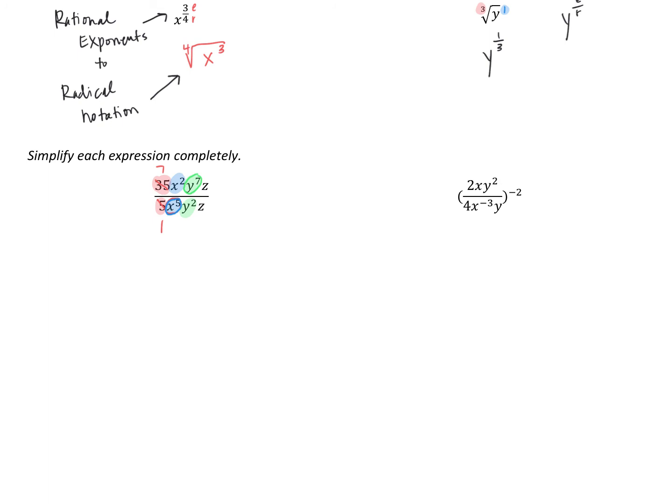And then last I have the z's. Notice that there's only 1 on top and bottom. So since it's the same, I can just cross those out. Those cancel out right away and just leave 1's.